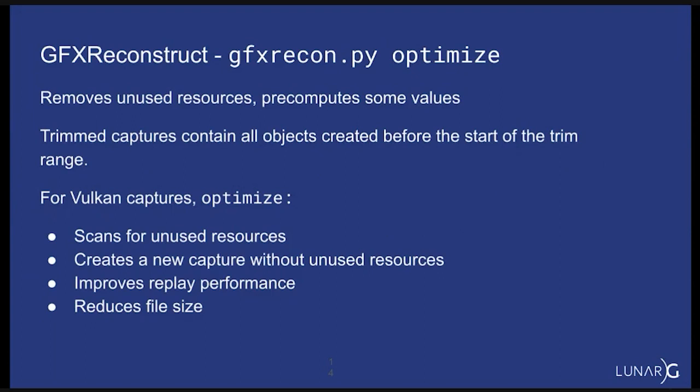Okay, in the case that we've taken a capture and trimmed to a frame range, and there's a lot of stuff in our capture that we didn't actually need for those frames, we can run optimize, and that produces a new capture which doesn't contain any of the resources that weren't used.